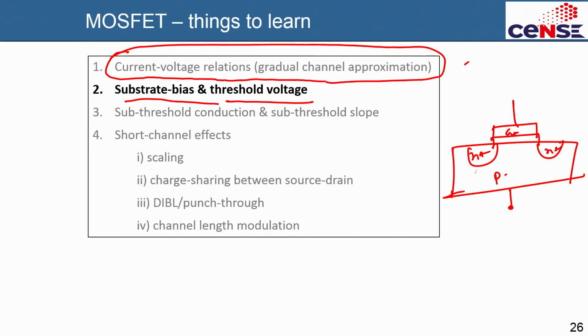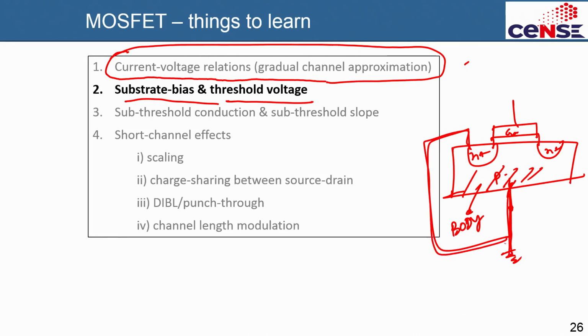That contact is called the substrate, or you can call it the body. Typically the body, the substrate here, is actually shorted to the source and kept at ground. This source is ground of course, and it's also connected to the ground, so it's like shorted. But in case this is not shorted to the source and grounded, and you are applying some voltage here, Vb, B is the body, the Vb is the body voltage.